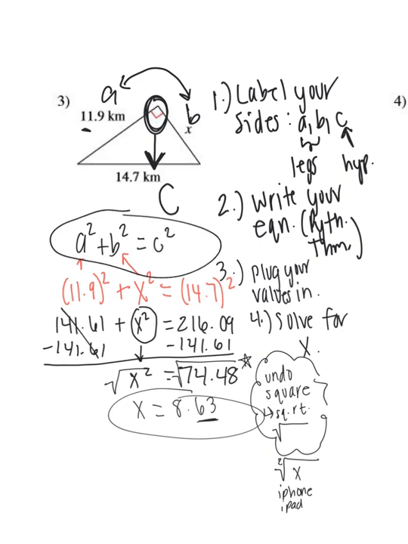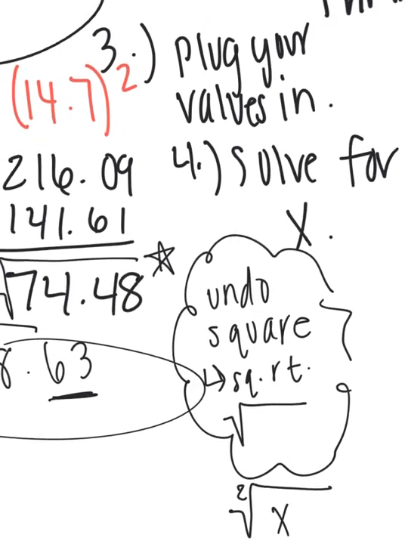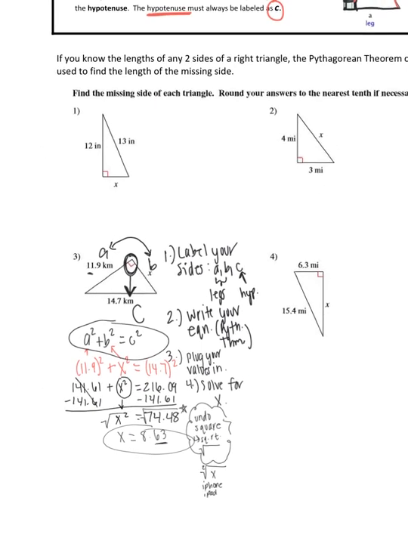Okay, so label your sides, A, B, and C. That's really important. Write your equation, write the Pythagorean theorem, plug in your values, and then solve for x. And remember to undo a square, we just square root it. Okay? So that's number 3.